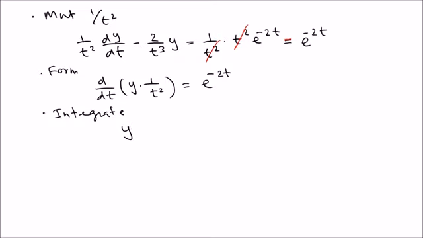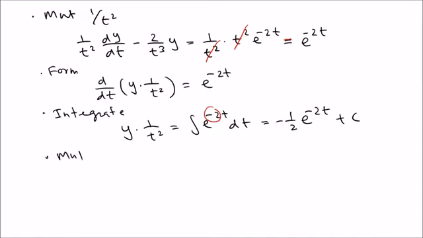If we integrate, you get y times 1/t^2 equals the integral of e^(-2t) dt. This is a very simple integral; you divide by the constant, so it is negative 1/2 e^(-2t) plus c. Now we multiply both sides by t^2 to cancel that. So you get y equals negative 1/2 t^2 e^(-2t) plus c t^2.